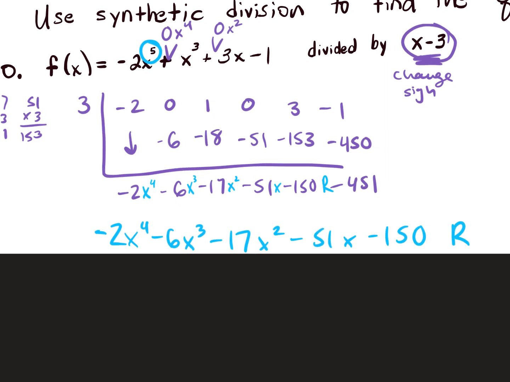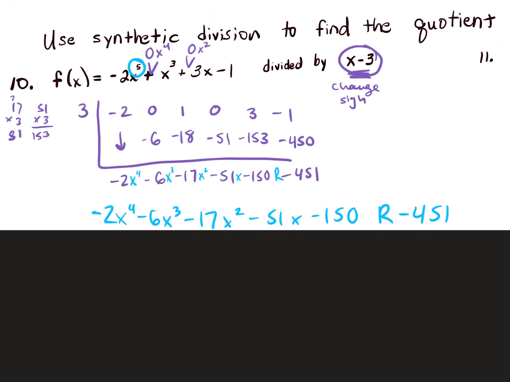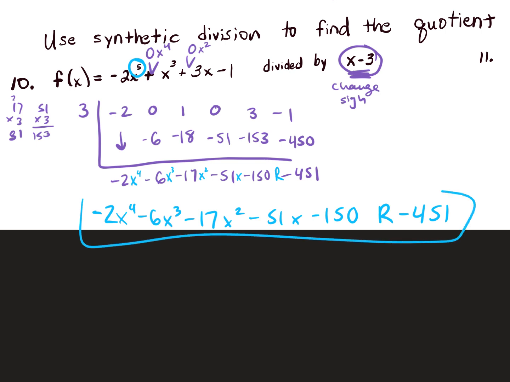I'm perfectly fine with you leaving the remainder as an R, -451. If you wanted to leave it as a fraction, you could. So the other way we could write a remainder would be minus 451 over x minus 3. Either way is fine. I'll let you decide on the test tomorrow.